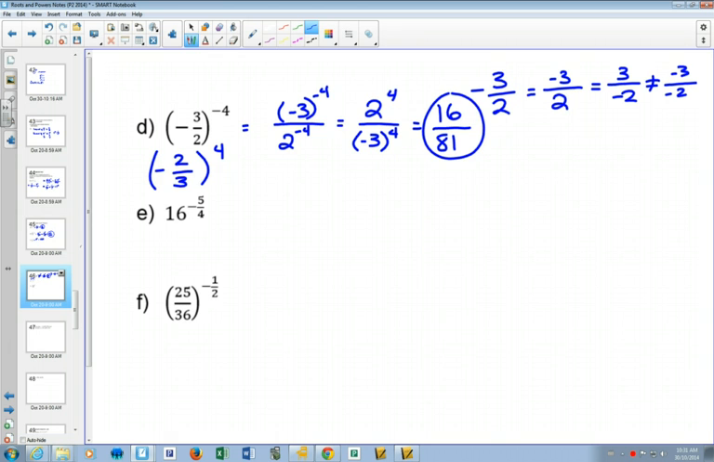(16 to the -5/4). Ooh, this practice is what we did yesterday. That'll be 1 over 16 to the +5/4. Mental math, 16 to the 5/4. Review your notes from yesterday. 32.